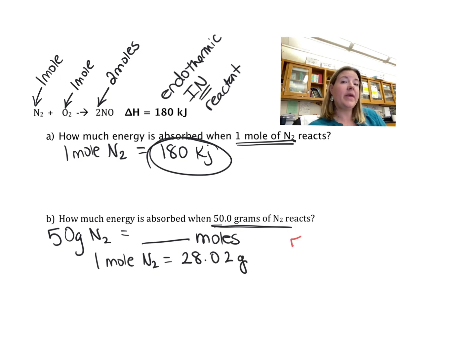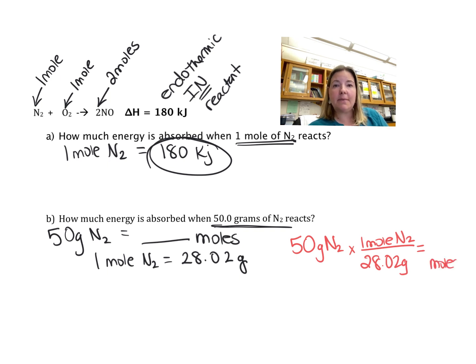So we have 50 grams. We need to know how many moles that would be. So we use our relationship that 1 mole is equal to the molar mass, and we solve for how many moles we have. So if we take 50 grams and we divide it by 28.02, we find that we have 1.78 moles. So remember, the balanced equation says 1 mole gives us 180 kilojoules of energy.